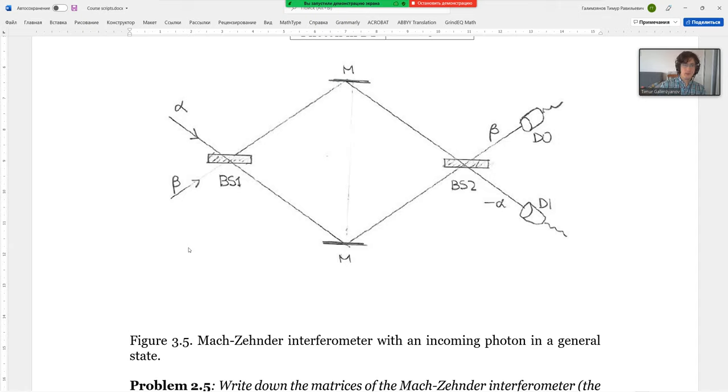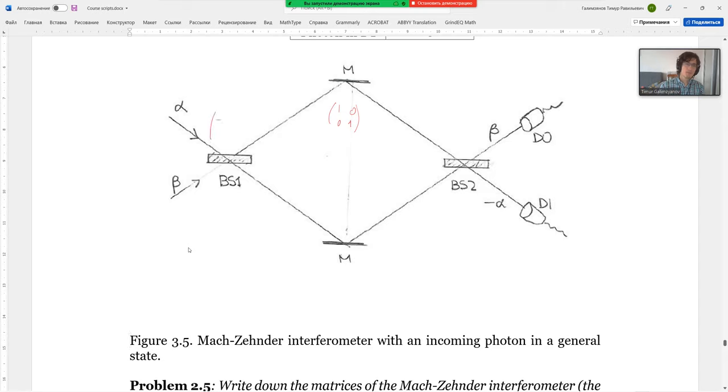So we know the matrix for beam splitter 1. What about the matrix for the mirror? The mirror transfers. These mirrors do not change anything at all. They do not change the phase, and they do not change the side of the instrument that the light beam takes. That means that the mirror has the matrix, the unit matrix, because it doesn't change anything at all.